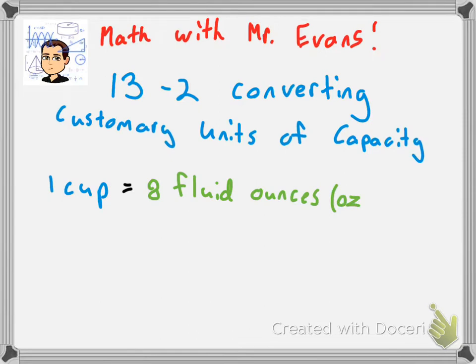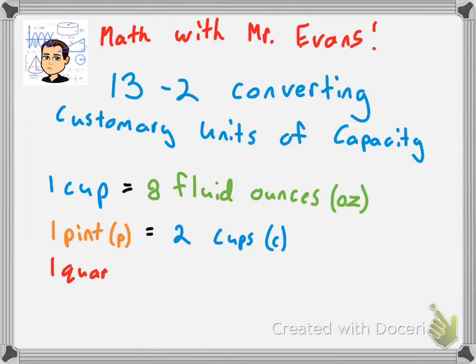Ounces is written as OZ for short. We have pints, which is written as P or PT. So 1 pint is the same as 2 cups, and C is the short term for cups. You don't have to write cups out, you just put a C. So 1 pint is equal to 2 cups.